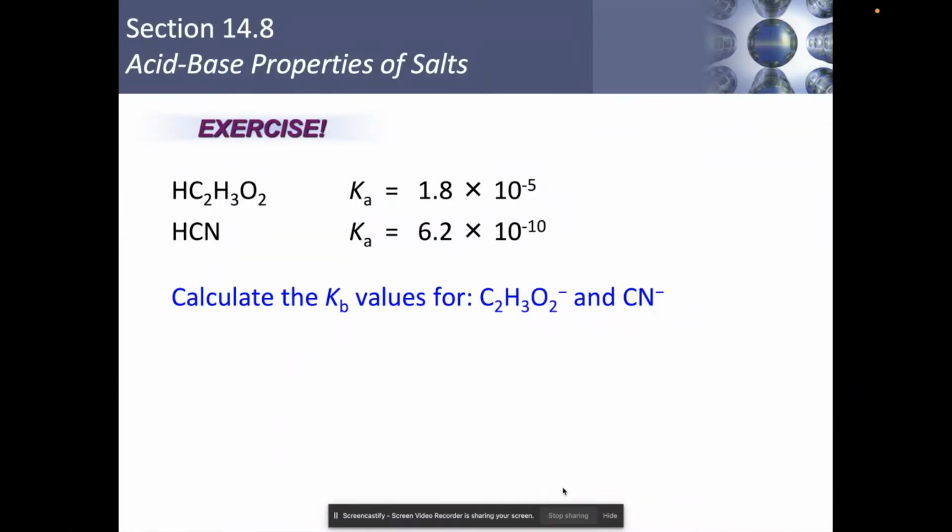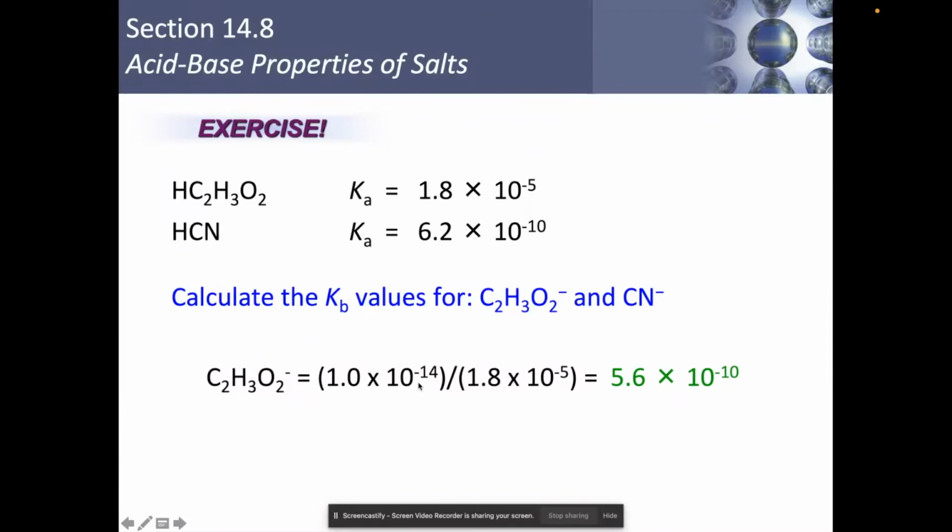So let's figure out how we can utilize this. I have acetic acid, or vinegar. The Ka is 1.8 times 10 to the negative 5. I have hydrogen cyanide. Again, Ka is 6.2 times 10 to the negative 10. What would be the Kb values for these anions, for just acetate and just cyanide? Well, I can do that by division, right?